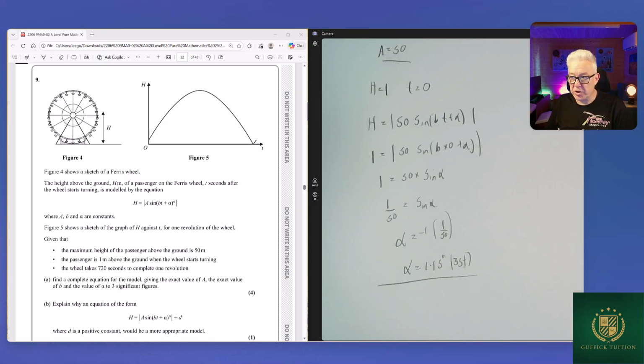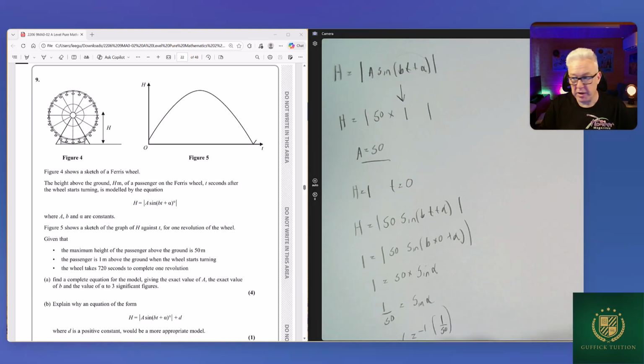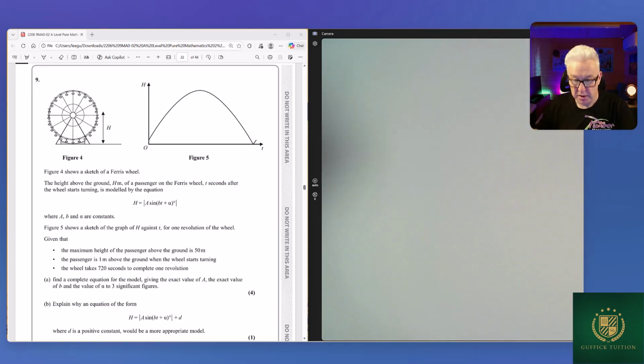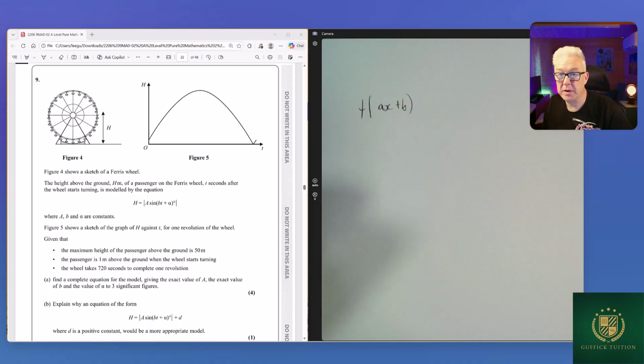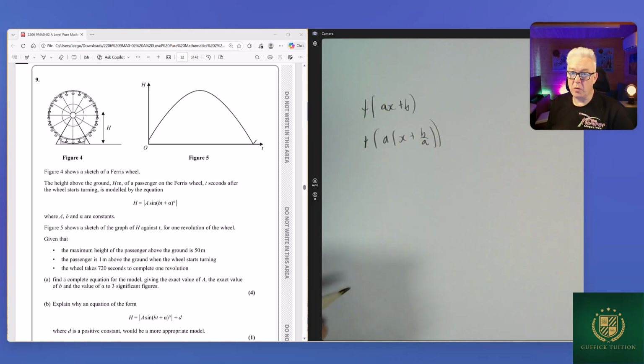Now I think the super tricky bit is finding this B. This is the bit that I think is really quite confusing personally. So there's a few little things I want to say here. One of them is we've got a function here which is of the type f of ax plus b. Now we need to know how to deal with that type of function, and the way that we deal with that type of function is by thinking of it as f of a times x add b over a, which is kind of what we've got here.